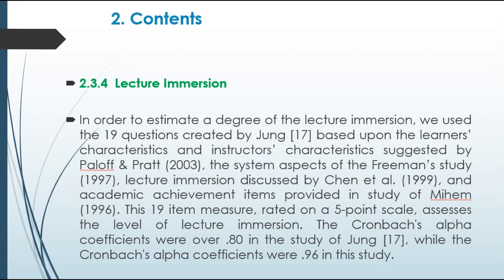The Cronbach's alpha coefficient was over 0.80 in the study of Zone, while the Cronbach's alpha coefficient was 0.96 in this study.